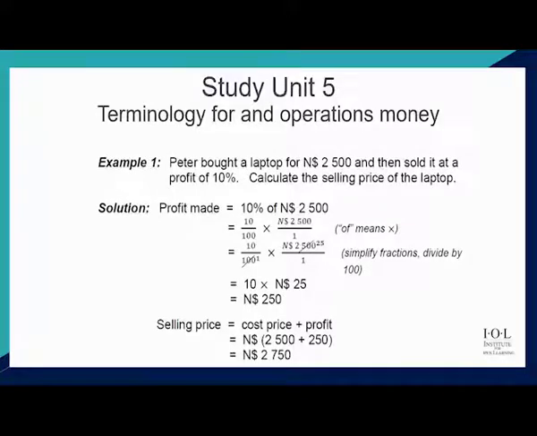What was the cost price? $2,500 plus the profit. So now he sold it for 2,750. He made a nice profit. You understand that? Make sure you know how to do that.